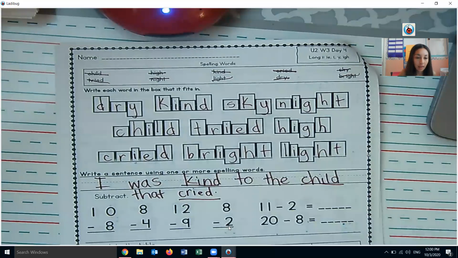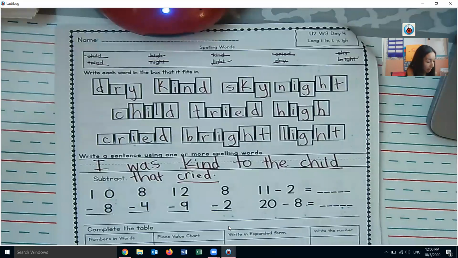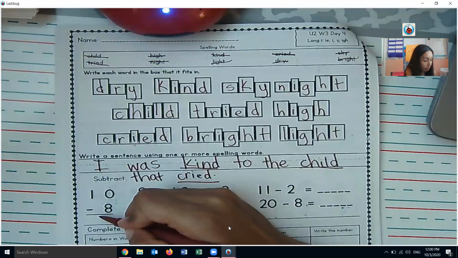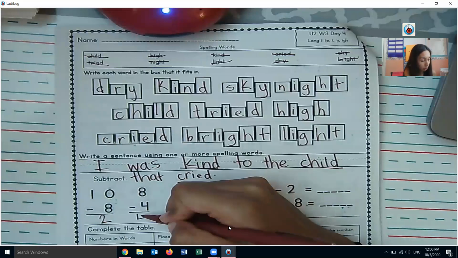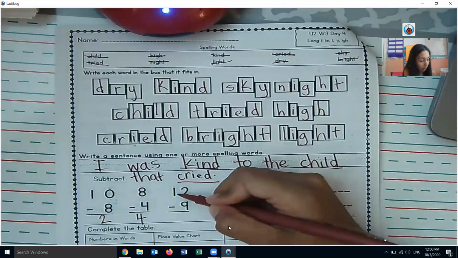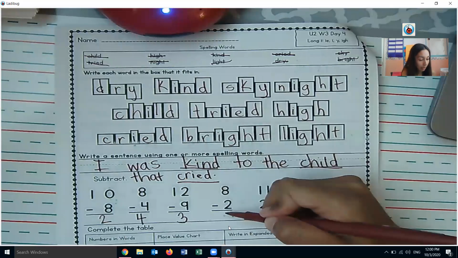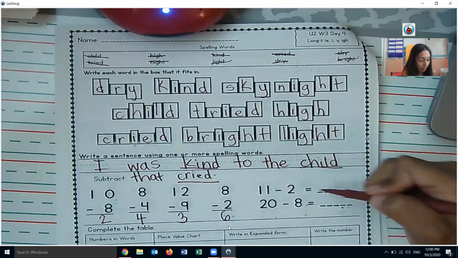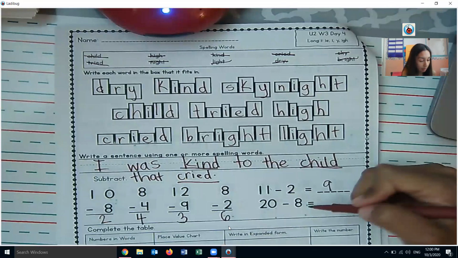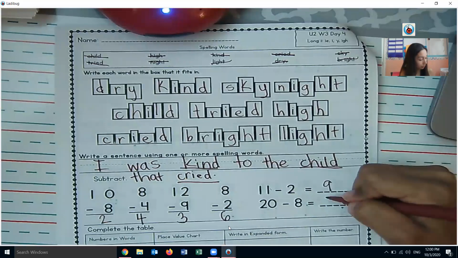All right, math facts. 10 minus 8 is 2. 8 minus 4 is 4. 12 take away 9 is 3. 8 take away 2, 6. 11 take away 2, 9. 20 minus 8 is 12.